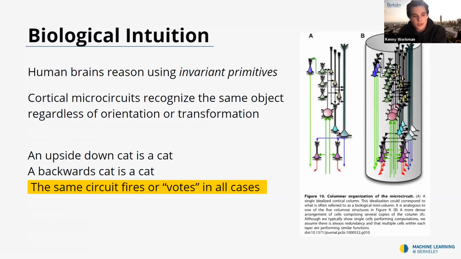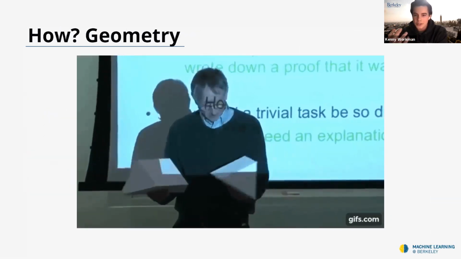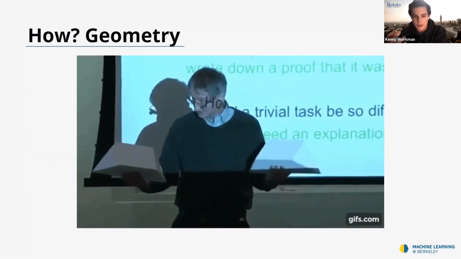The way that we do it is we reason in a set of invariant primitives. We don't think of objects in isolation. We think of them as things that are detached from the orientation, right? In actual brains, you have circuits that fire whenever the object in any orientation is present. If a cat is upside down, if it's backwards, if it's dark out, the same circuit fires for the cat. And we do this by imposing geometric coordinate frames upon the object.